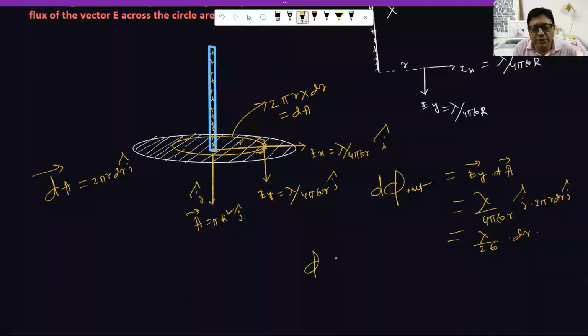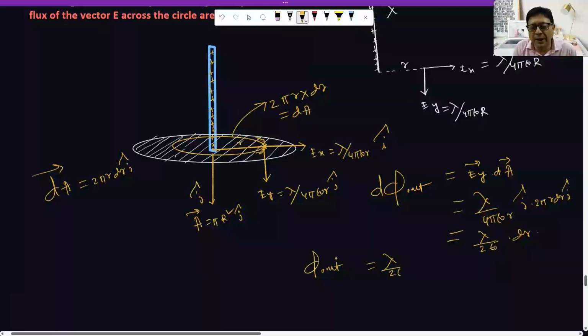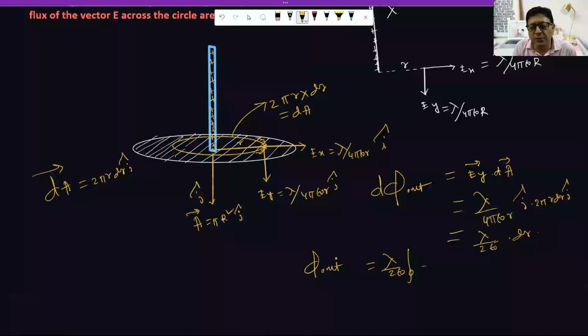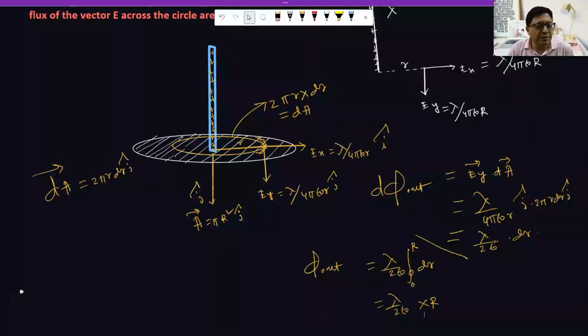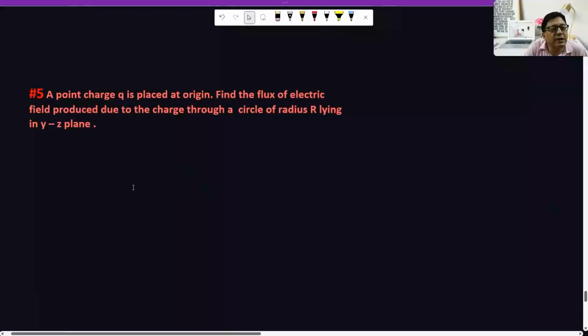So phi out is going to be equal to lambda by 2 epsilon 0 integration over the whole surface. Whose integration? dr, all these elements will be added. It will be from 0 to r. We have taken the radius. It is given the radius is r. So it will be lambda by 2 epsilon 0 multiplied by r. Clear? Understood? This is another very good question in this range.